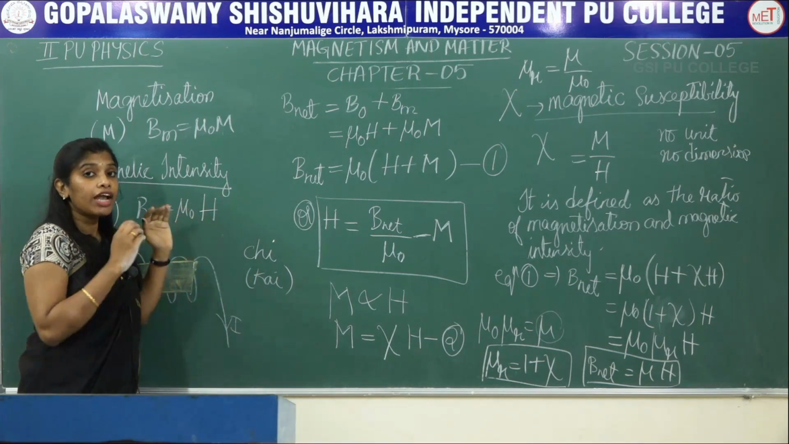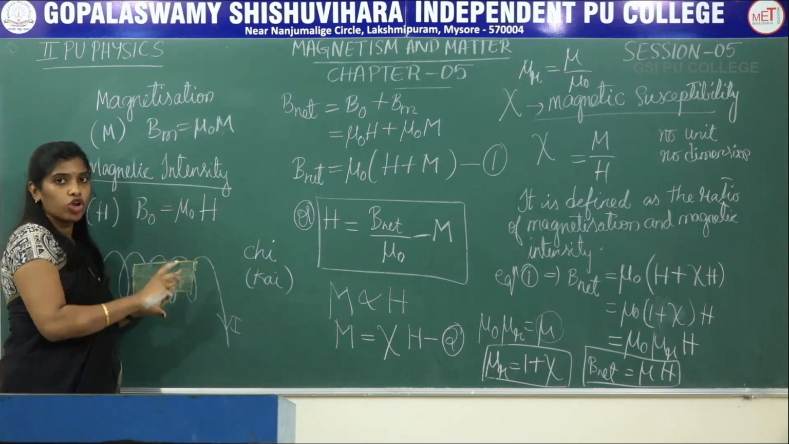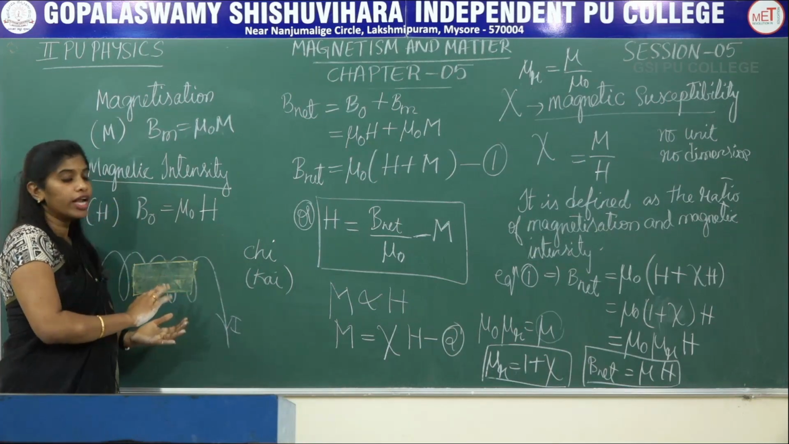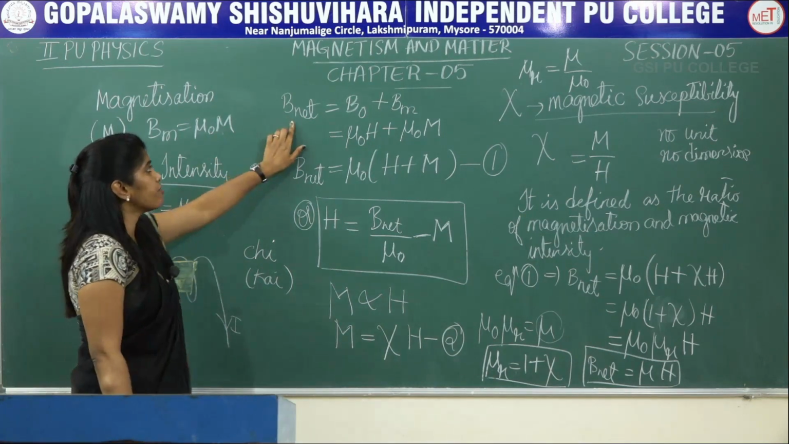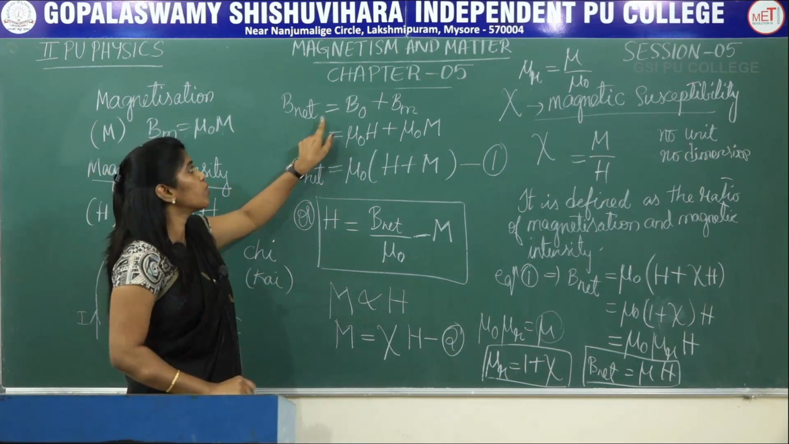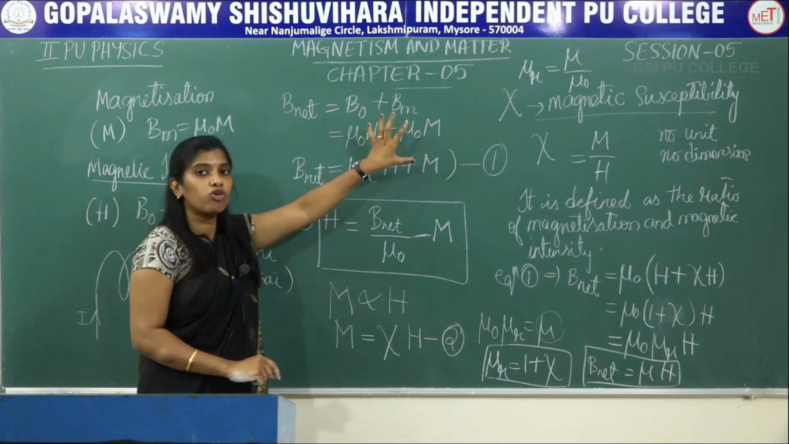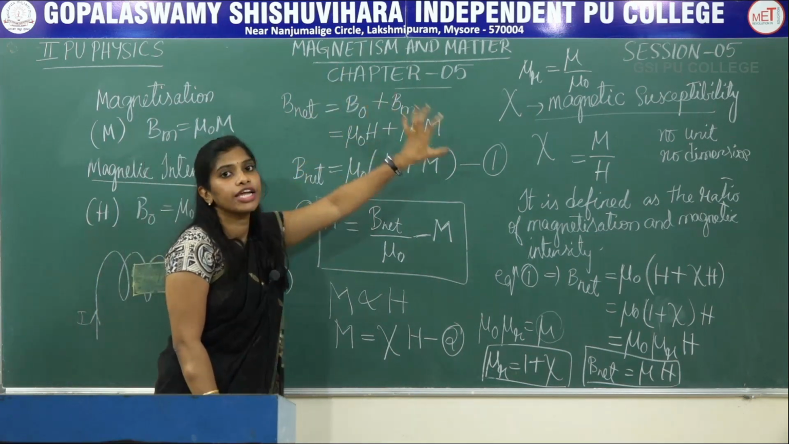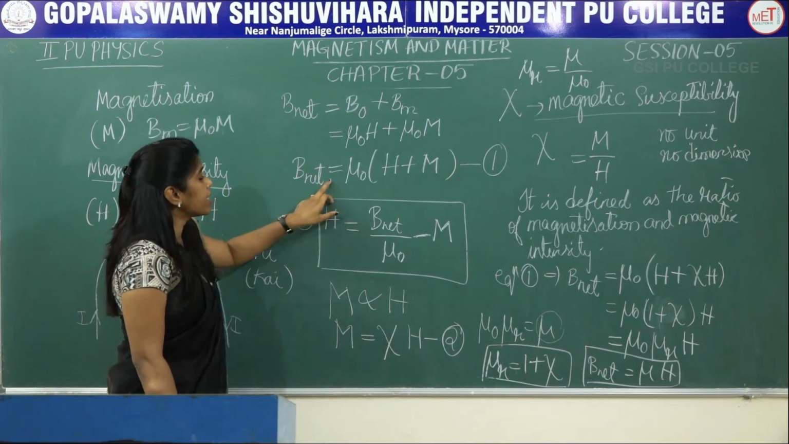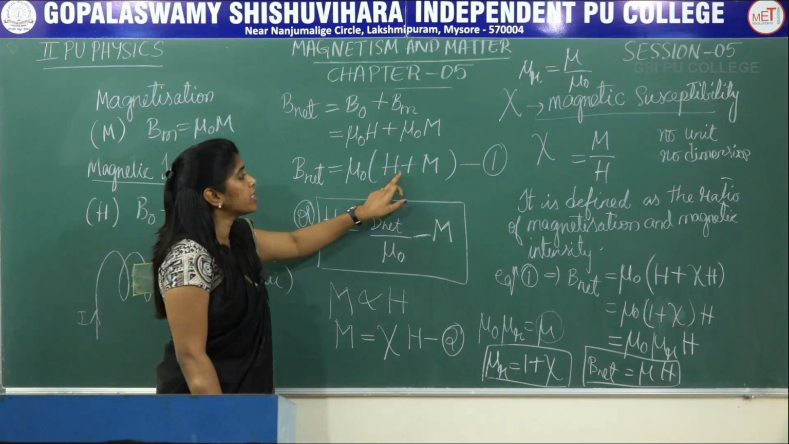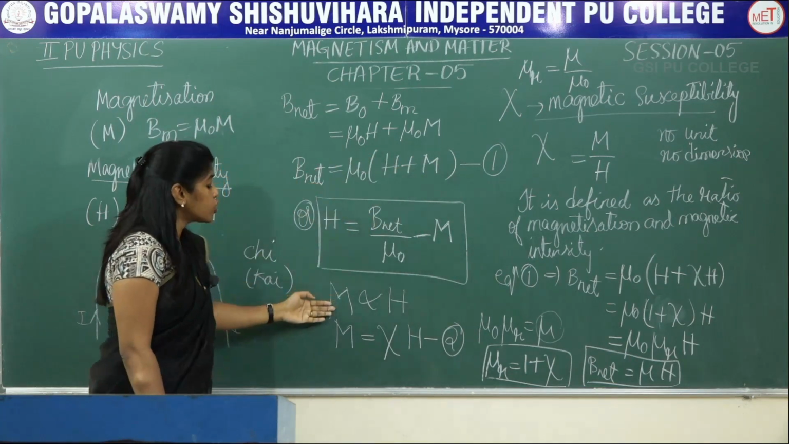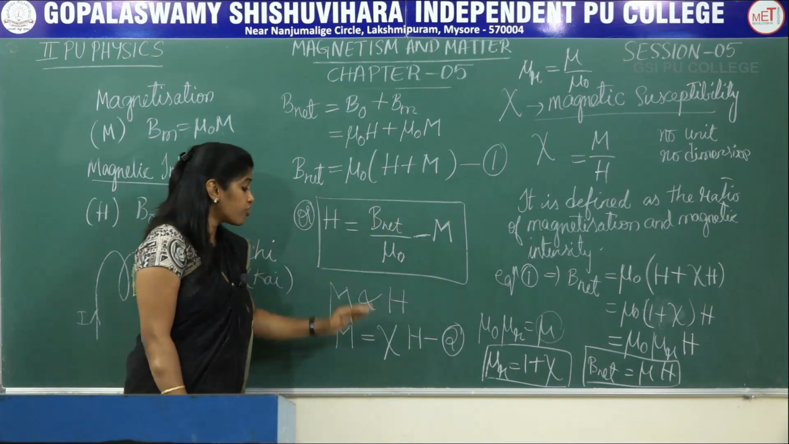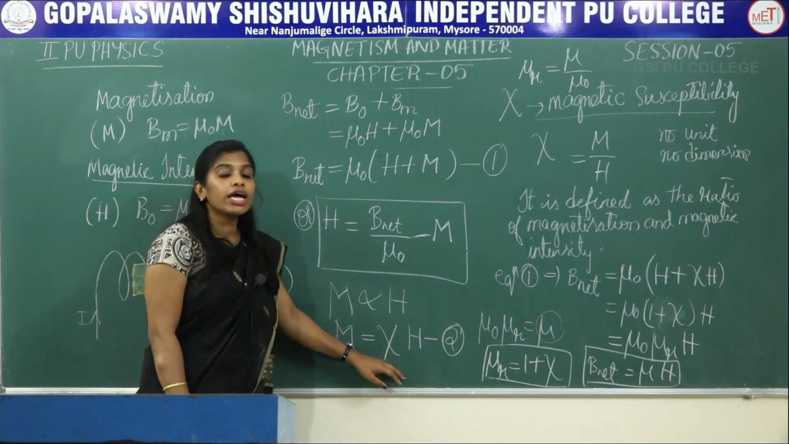B naught is equal to mu naught H. And when you place a material inside the solenoid, the material gets magnetized due to the magnetic field present in the solenoid, and this magnetic field is given by B net, which is equal to B naught plus Bm. As I have already told you, B net depends on two factors, the external and the internal factor. So this B net can be written as mu naught into H plus M, and we also know that the magnetization is directly proportional to the magnetic intensity. So from that I am going to get M is equal to chi H.